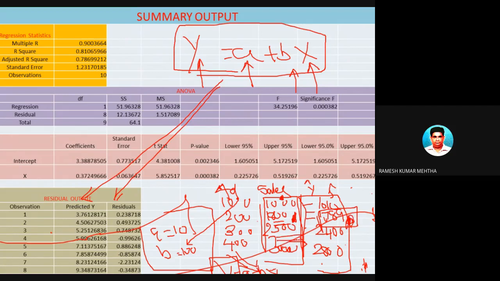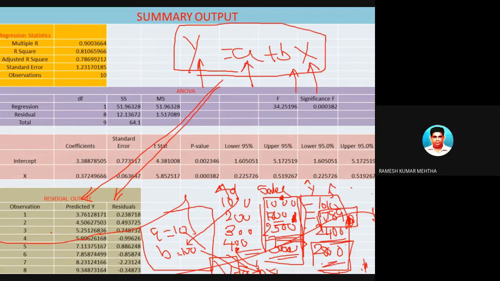Now in the third year, when I spent 300 crores, my actual sales was 2500 crores. But when I used this equation and plugged in the values of a, b and x, I got 2400. And in the last case, the actual sales for the fourth year, when I spent 400 crores on advertisement, was 3000 crores. But when I use the equation y is equal to a plus bx with this constant, this coefficient, and this value of 400, I got 2800.